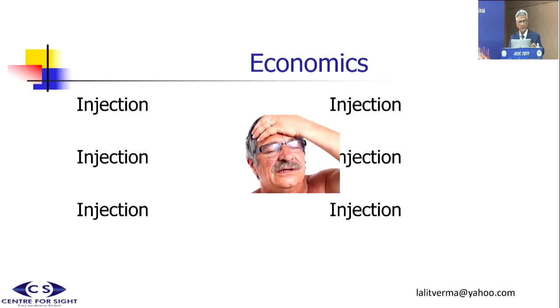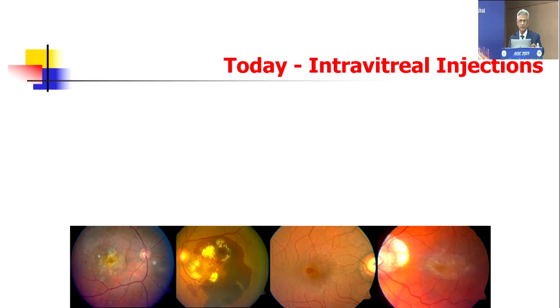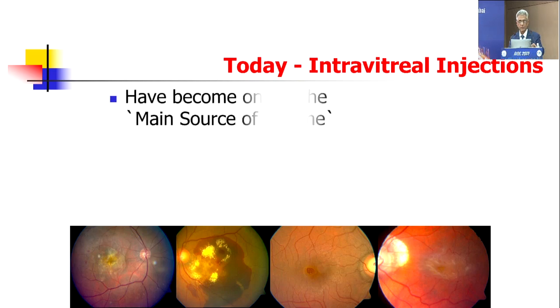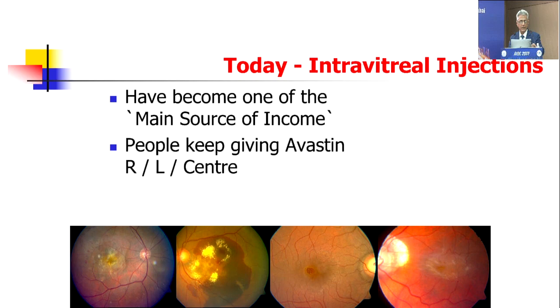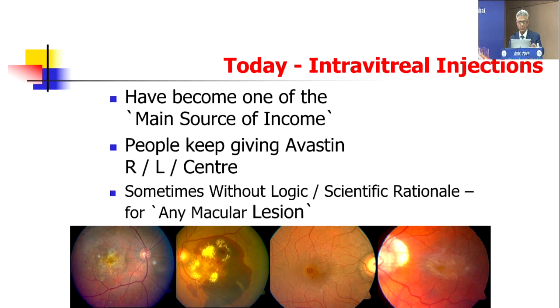So people come with this kind of picture, and obviously they tell, "Doctor Sahab, 12 injection ho gaya." And today, interval injections, honestly speaking, I will not hesitate to say, have become one of the main sources of revenue generation, faster revenue than cataract surgery also. And people keep giving irrespective of the picture. Diabetic hai, thoda sa swelling hai on the macula, keep giving injections, sometimes without any rationale also.